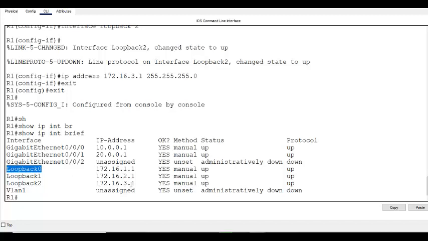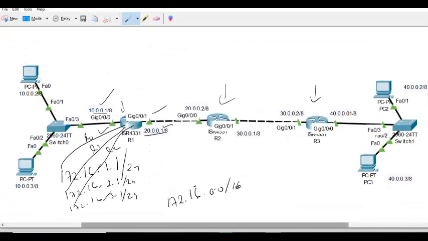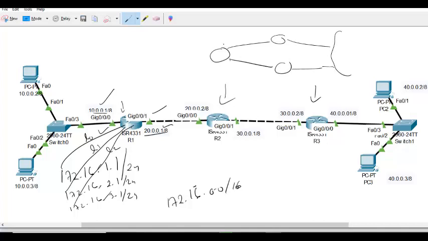Okay. Now, let's say this is 10.0.0.1. This is 10.0, sorry, 20.0.0.1. Now, if this link goes down, can I ping to 10.0.0.1? Not possible.